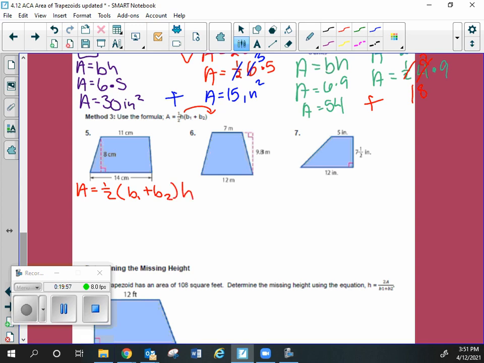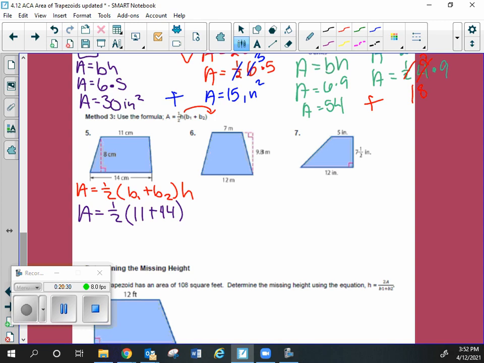Formula, substitute, and solve. What did we say had to be true about the two bases? They have to be parallel. So what two values are parallel in that trapezoid? 11 and 14. Do we agree or disagree? Agree, we should agree. So let's substitute in those values. My area is one half. Does it matter which one's which? No, I could put 11 plus 14, or 14 plus 11, it's going to give me the same thing.